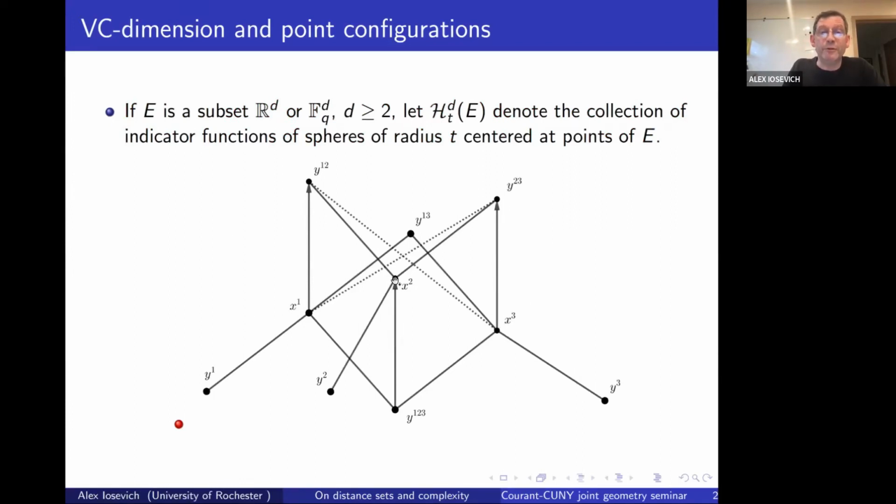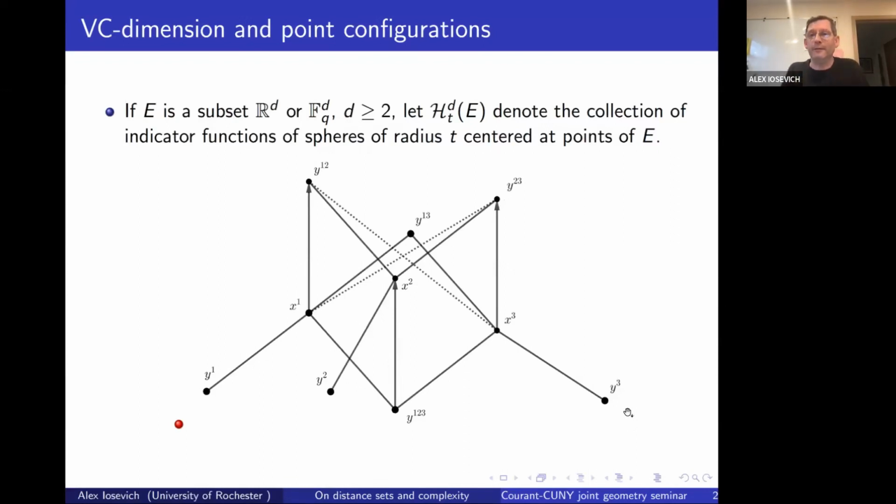It means that first you need to find a point, labeled here as y_{1,2,3}, that's distance 1 from all of them. That corresponds to the sequence 1, 1, 1. Okay. Then you need to find a point y_{1,2} a distance 1 from x1 and x2, but not distance 1 from x3. This is the point y_{1,2}. And similarly with points y_{1,3}, y_{2,3}, y_1, y_2, and y_3.